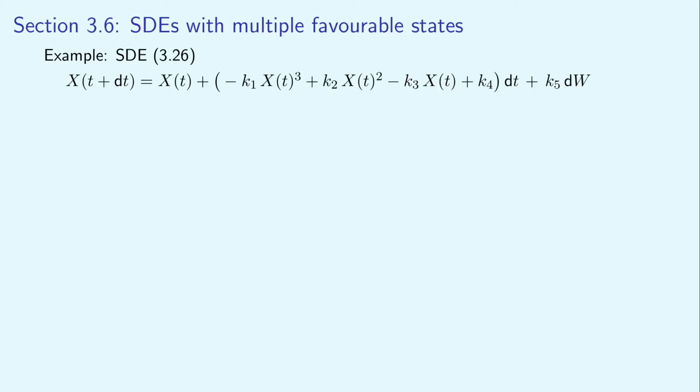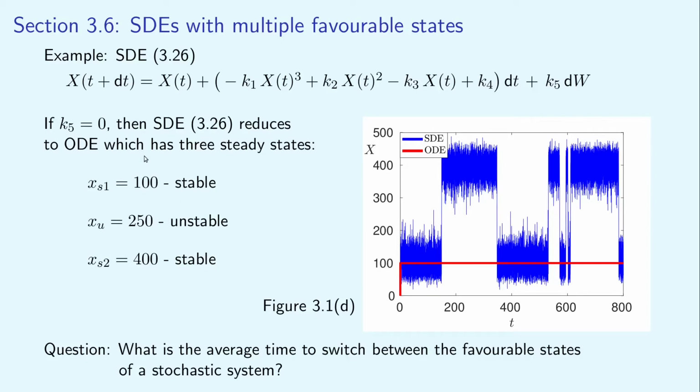An example is given as SDE 3.26 in the lecture notes, which we have already seen in our lectures 8 and 9. If k5 is equal to 0, then this stochastic differential equation becomes an ordinary differential equation, which has three steady states for our parameter values. We have chosen the coefficients k1, k2, k3 and k4 so that the two stable steady states are equal to 100 and 400, and the unstable steady state is just between them at 250.